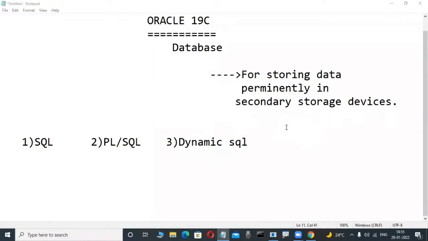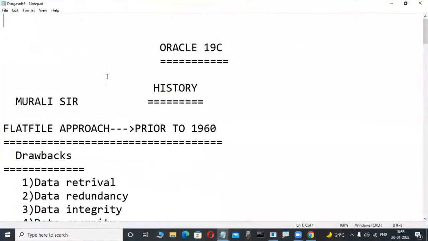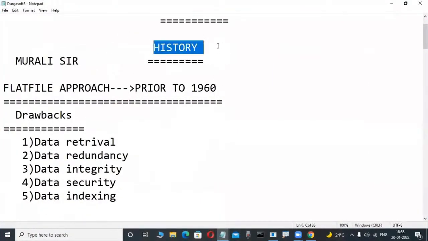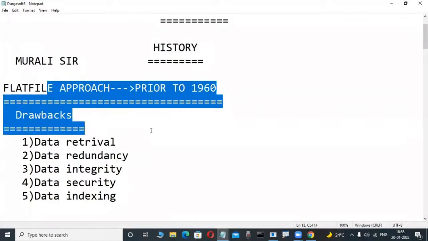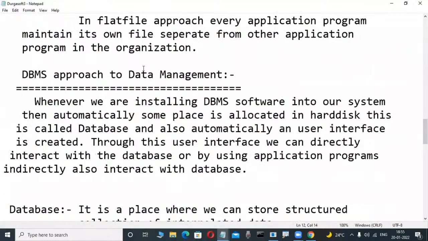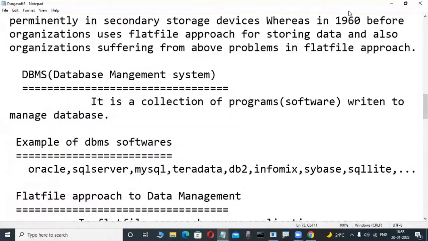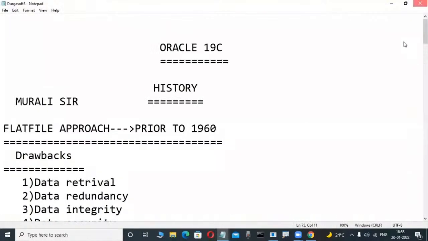In this course, we are covering SQL, PL/SQL, and dynamic SQL along with this. One of these days, history also we are telling. In the olden days, the flat file approach was there. What are the drawbacks? In the middle of the course we are learning. Then what is a database? What are DBMS and RDBMS, and what are the differences? These are all the things we are learning one of these days.